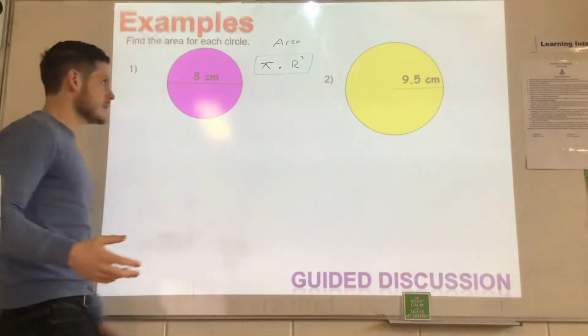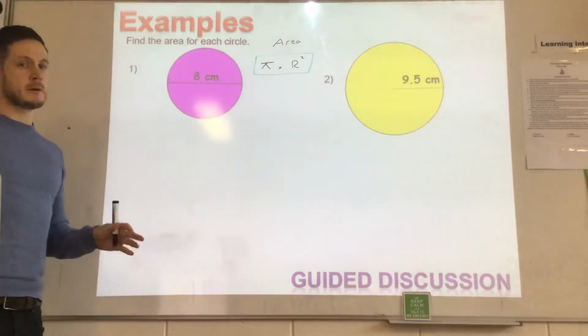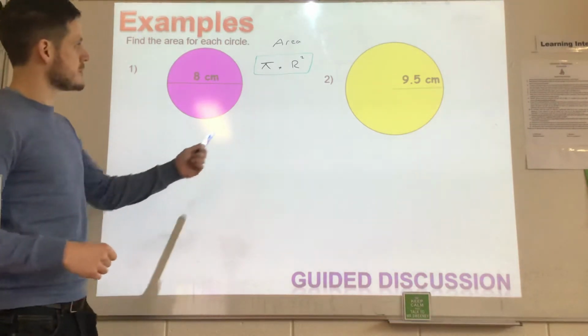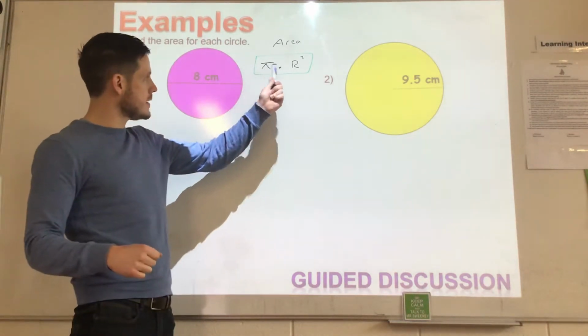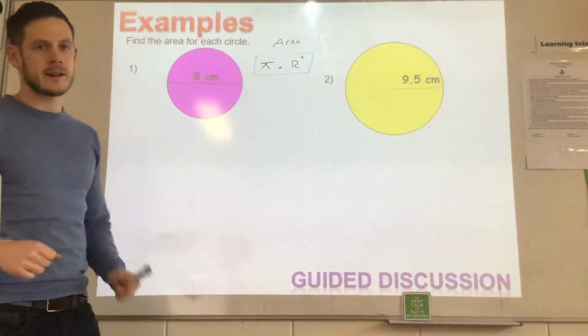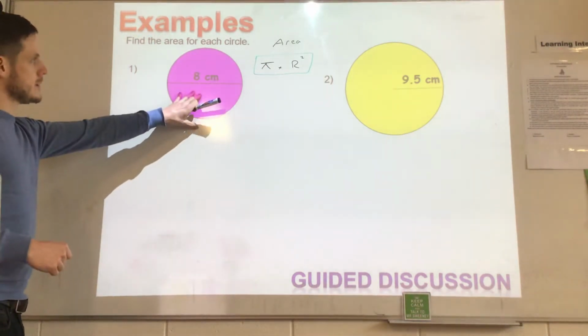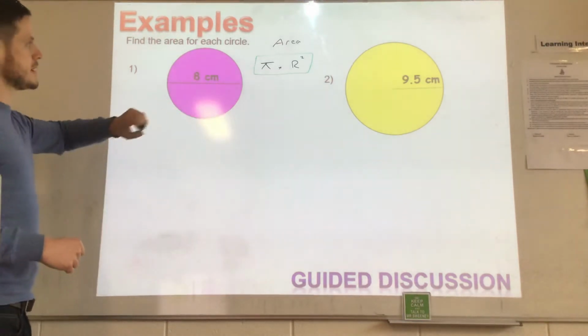Now, if you are struggling to get pi up in your calculator, for the moment, just use 3.14, because pi is the same as 3.14. So you don't have to use pi, you can use 3.14 instead and it'll give you the same answer. So look in here, formula is pi multiplied by radius squared.